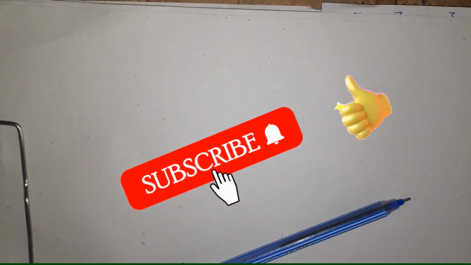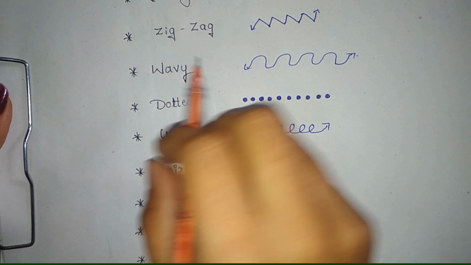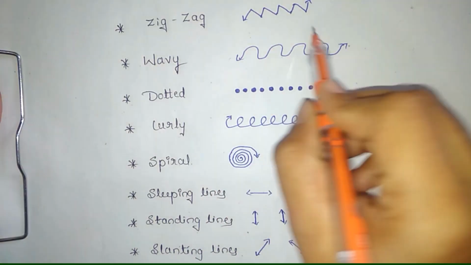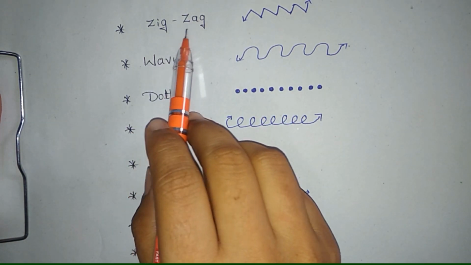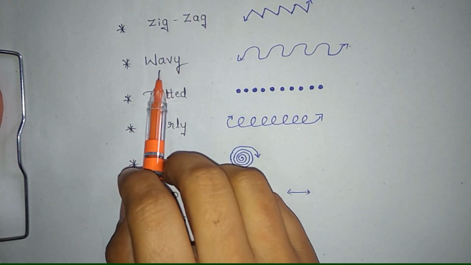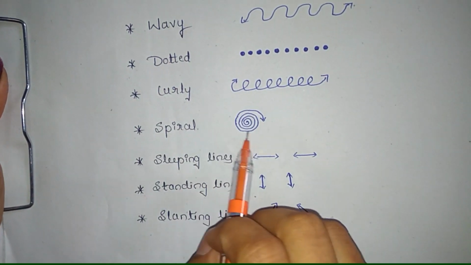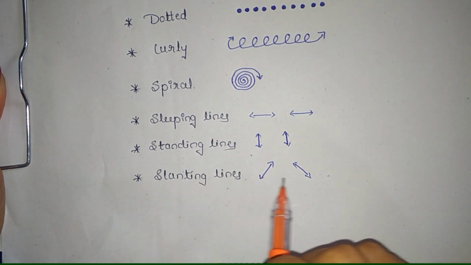Viewers, I am Sangeeta, your maths teacher. Can you see in this video some things I have drawn here? What are all these things? I have drawn some things and I have named them. Like here you can see zigzag, wavy, dotted, curly, spiral, sleeping, standing lines, slanting lines.